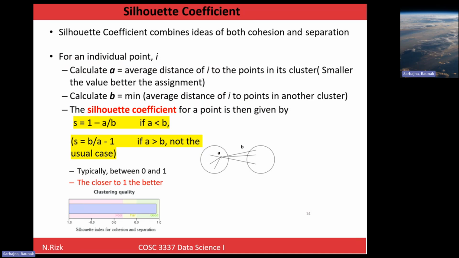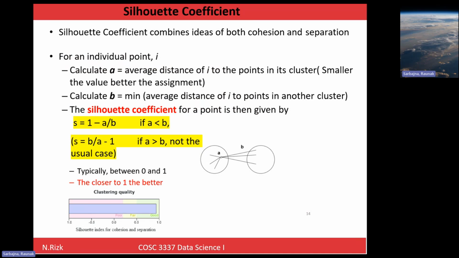So it checks how much you have been able to minimize intracluster distance and how much you have been able to maximize intercluster difference. For the silhouette coefficient, you have to calculate two different values. One is the average distance of a point i to the points within its own cluster, and then the minimum of the average distance of that point to points in another cluster, essentially.